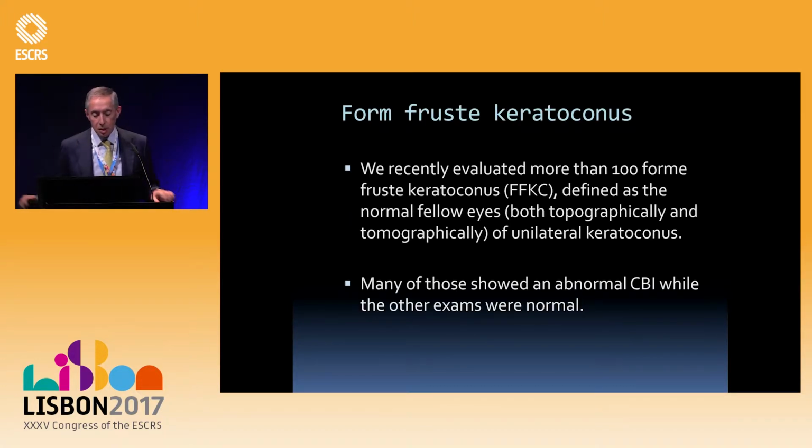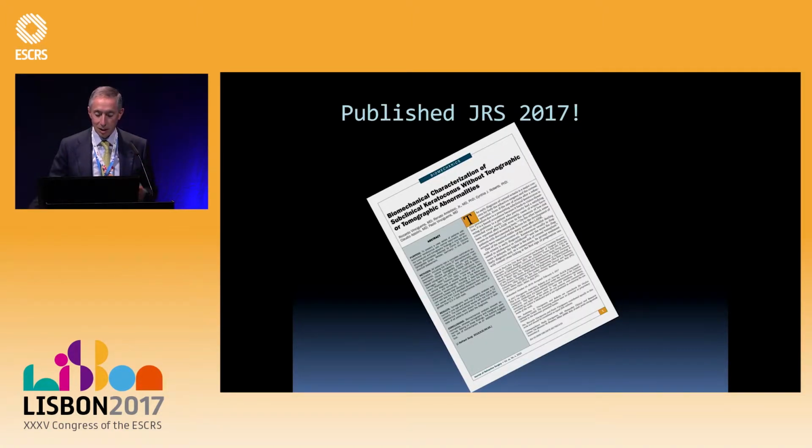So we recently evaluated more than 100 patients with forme fruste keratoconus or subclinical, defined as the normal eye. We have two eyes: one is absolutely normal, and the other eye is unilateral keratoconus. So let's see if this system is able to detect also the fellow eyes, because of course the two eyes are identical. This was published recently in 2017, open access.